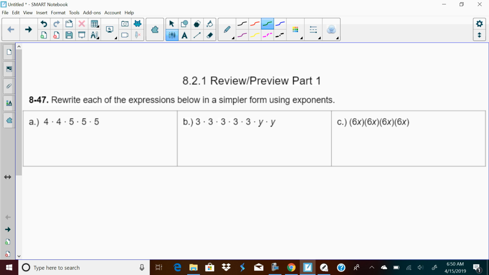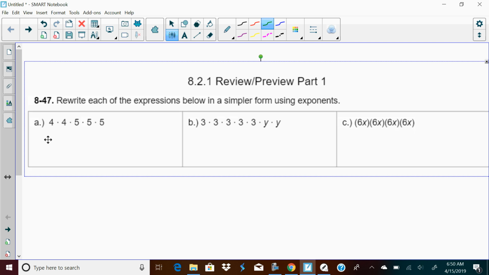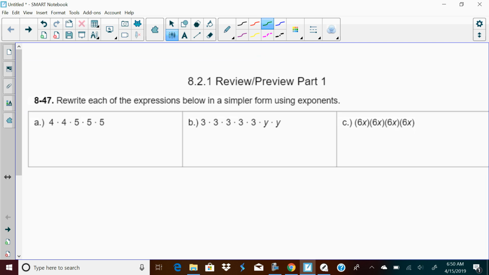So this first one, it's 4 to the second, 5 to the third. If it didn't say using exponents, we could say it was 16 and then multiplied by 125. B, 3 times 3 times 3 times 3 times 3 is 3 to the fifth, y to the second.